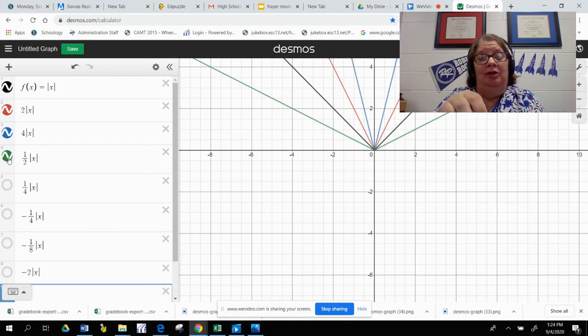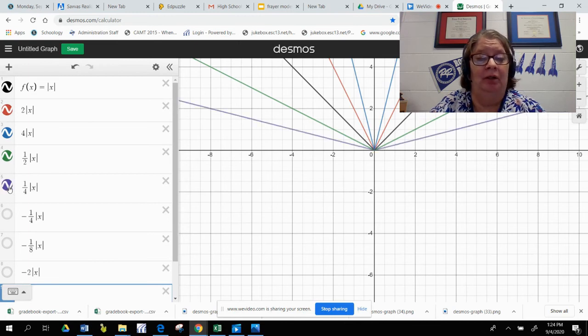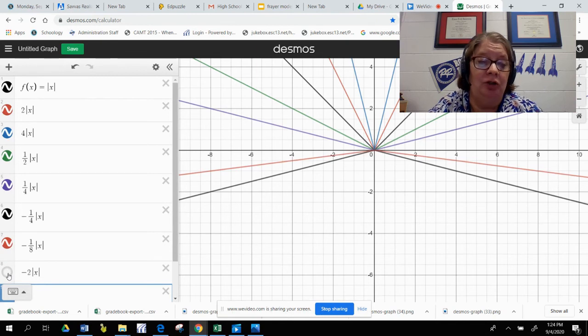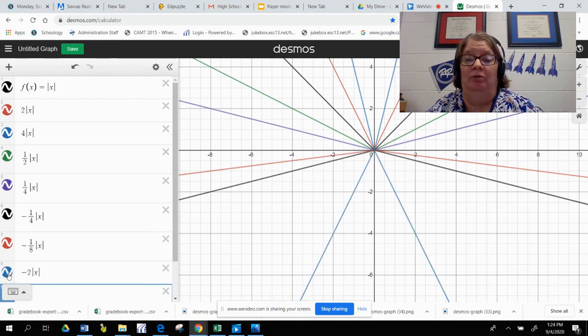Vertical stretch, a number bigger than 1. If a is bigger than 1, vertical stretch makes it skinny. If a is between 0 and 1, it makes it wider. That's your vertical compression. And if the a is negative, look, 1/8 is negative and wide. -2 is negative and narrow. Okay, that's a lot of transformations there, but what does this all mean?